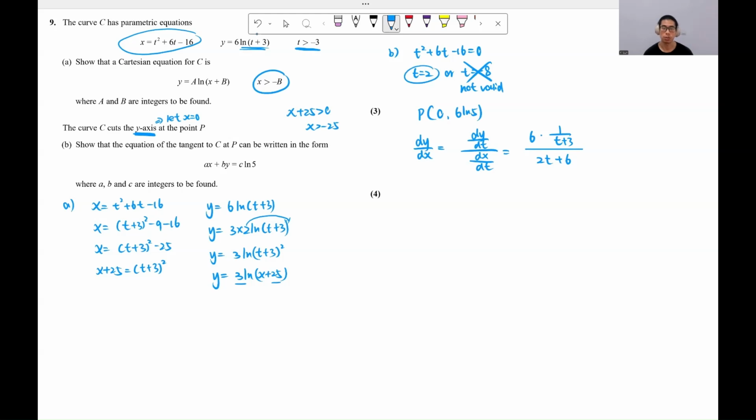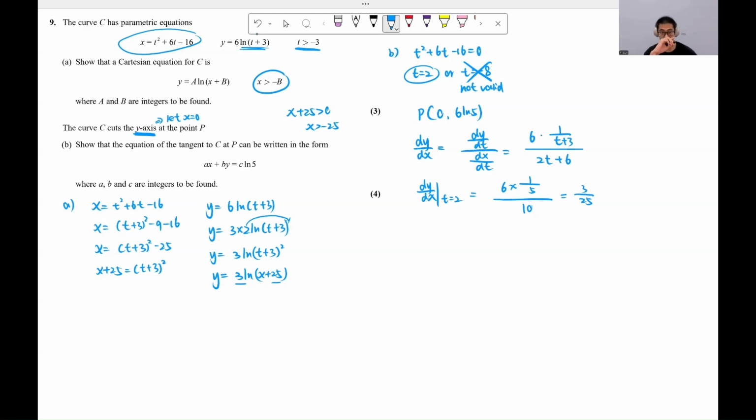If t equal to 2, then dy/dx is equal to 6 times 1 over (2 plus 3), which is 5, over 2 times 2 is 4, plus 6 is 10. Put that in the calculator and simplify: 6 times 1/5 and then divide by 10 is just 3/25. So that would be the gradient.